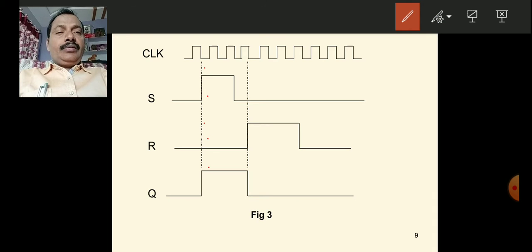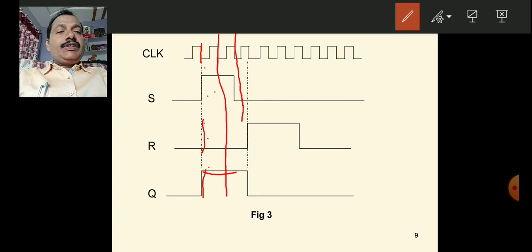So S is made 1 at this clock event, and R is 0. R is 0 here. Hence R is 0, S is 1 means Q is 1, set to 1. Hence Q is 1. You see, Q is 1. At the next clock event also the same thing. Hence Q is 1 here. At the next clock event, there is no change. The same thing holds good.